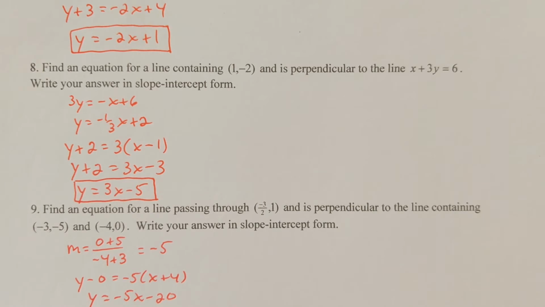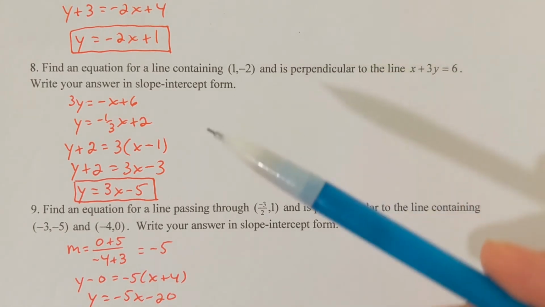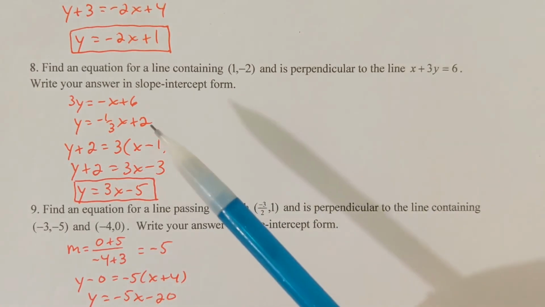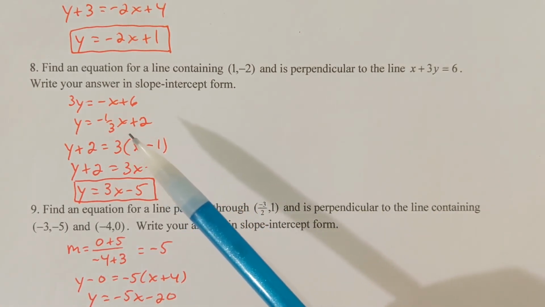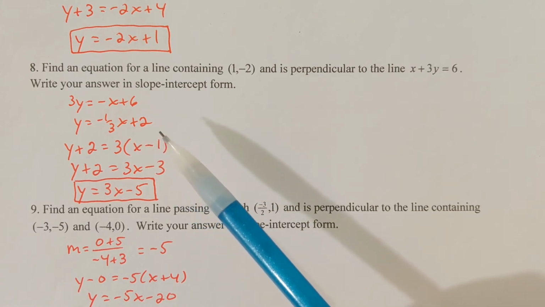Problem 8, find an equation for a line that's containing the point (1, -2) and is perpendicular to the line x + 3y = 6. Write your answer in slope-intercept form. So if I find the slope first, 3y equals -x + 6, and then divide by 3. y is equal to -1/3 x + 2.